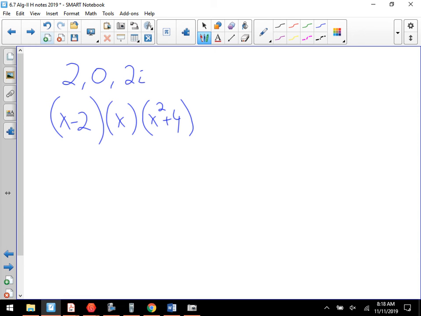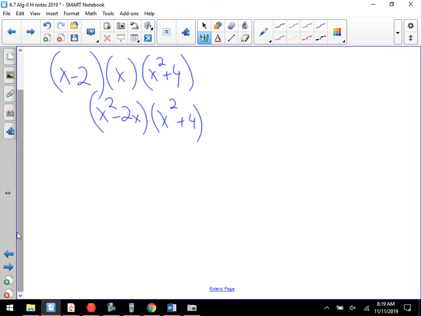Okay? So here, in order to figure out what the polynomial was, I'd start foiling. This is x squared minus 2x times x squared plus 4. Foil that like you would anything else. You're going to get x to the 4th minus 2x cubed plus 4x squared minus 8.